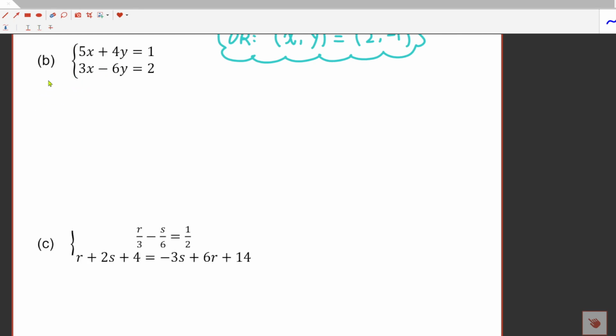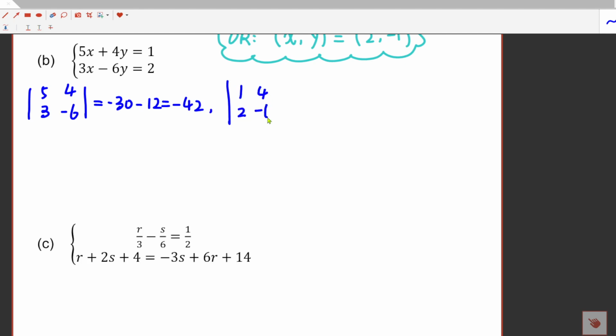And for the second question, the method should be the same. First, we need to find this determinant, 5, 3, 4, -6. That gives us -30 minus 12, which is -42, right? And next, we need to find this determinant, 1, 2, 4, -6, and this is -6 minus 8, which is -14, right? And last, find this determinant, 5, 3, 1, 2, which is 10 minus 3 equals 7.